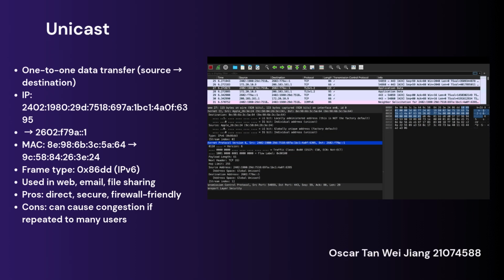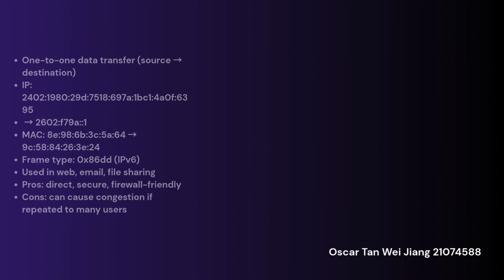First, we start with unicast. This is a one-to-one transmission where data is sent from a specific source to a specific destination. In our capture, we saw a packet going from one IPv6 address to another with distinct MAC addresses. Unicast is common in web browsing, emails, and file transfer. It is efficient for targeted delivery but can waste bandwidth if the same data is sent repeatedly to many users.